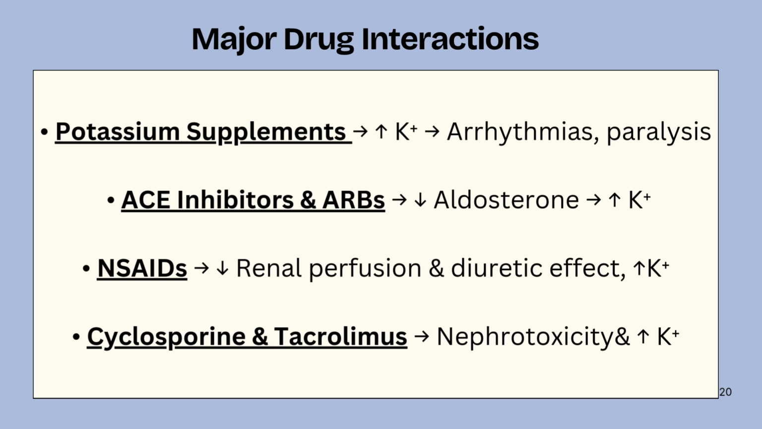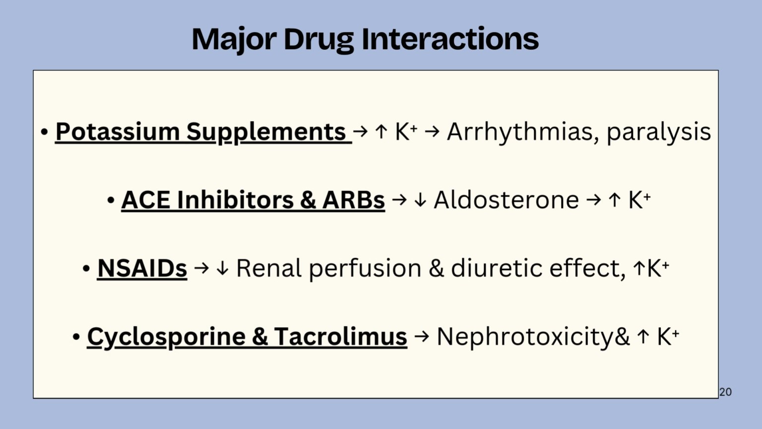Number 2. Angiotensin converting enzyme, ACE, inhibitors and angiotensin II receptor blockers, ARBs. The drugs are lisinopril, enalapril, losartan, valsartan. How they interact: these drugs reduce aldosterone secretion, decreasing potassium excretion and increasing the risk of life-threatening hyperkalemia. How to manage: monitor serum potassium and renal function closely.